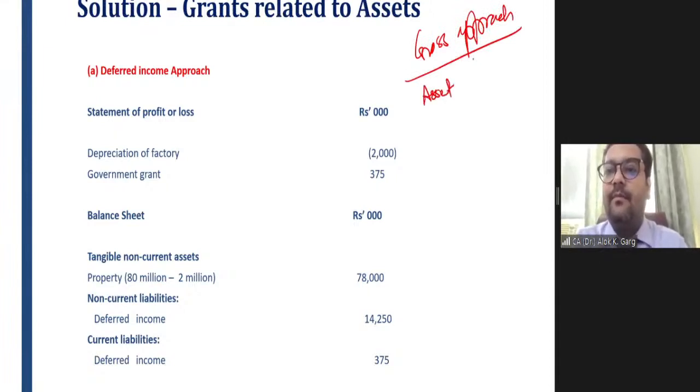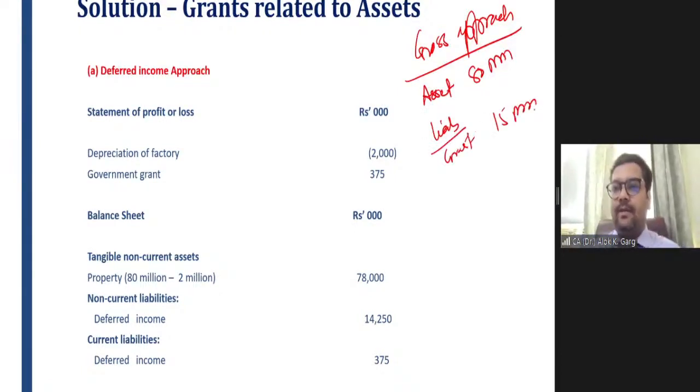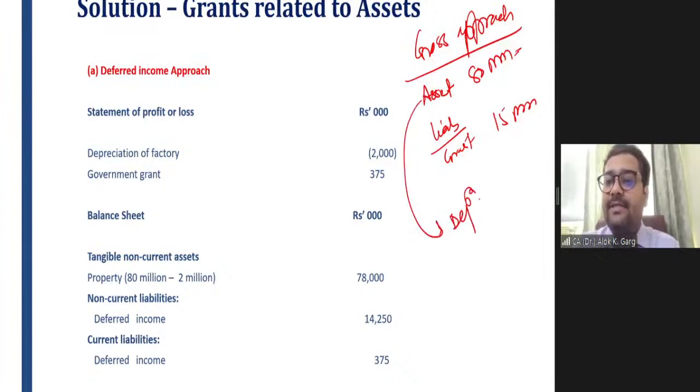Asset, 80 million. Liability, which means grant, 15 million. Okay. Now on this asset, the life is 40 years. On this asset, depreciation is going to be charged every year. 80 by 40, 2 million.